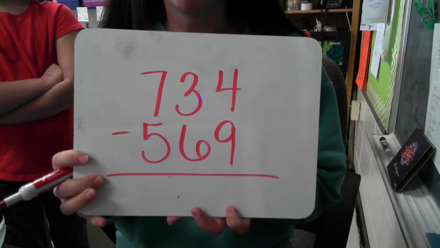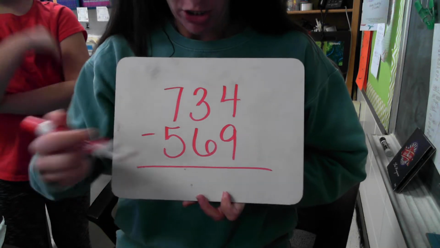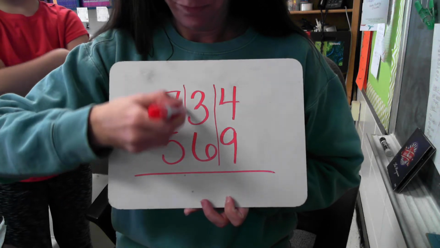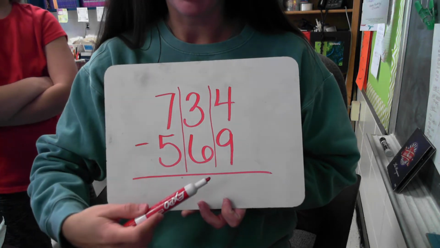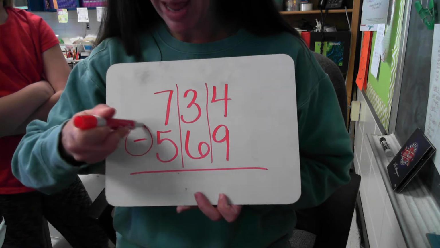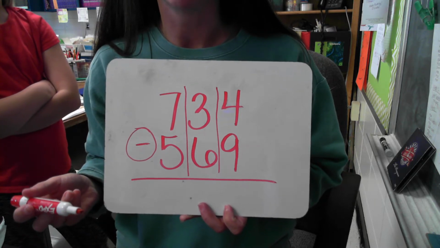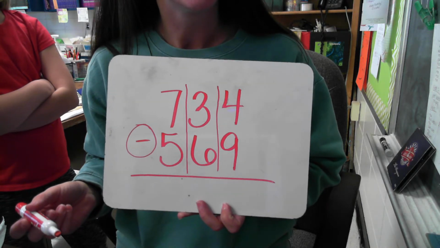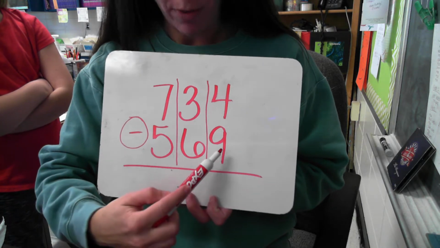734 minus 569, okay? So remember, we're going to put them in jail. Ones go with ones, tens go with tens, and hundreds go with hundreds. And if we are subtracting, remember, we know the big number has to be on top. It has to be where? On top. Very good. All right, we always start with our ones.